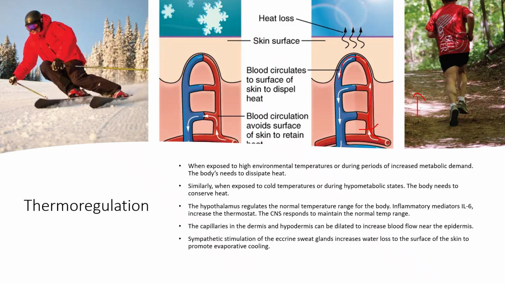Then in the opposite direction, if someone is hypothermic and we need to protect the core temperature from going down, what we need to do is shunt blood away from the skin. And so we close the precapillary sphincter. Blood is now bypassed away from the epidermis, and so skin gets a little cooler, skin feels or looks pale, and now we're protecting that core temperature, so we're not losing heat to the surface of the skin.